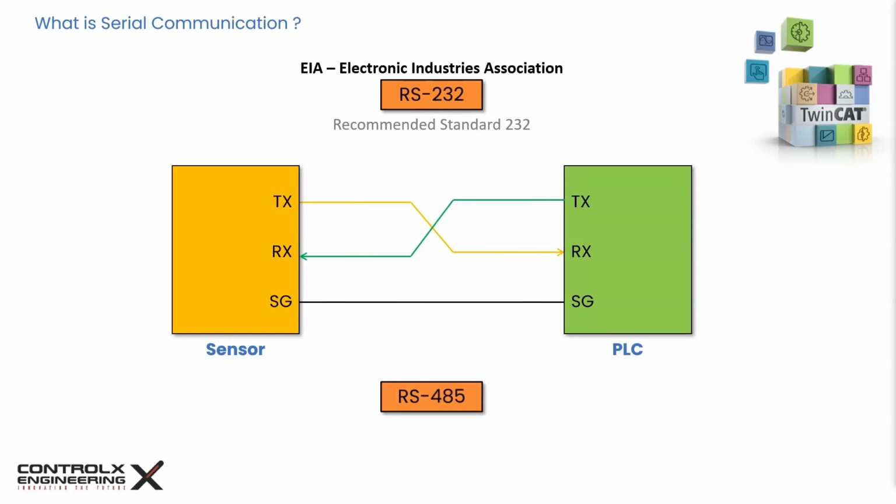RS-485, on the other hand, is differential, meaning it transmits data using voltage differences across two wires, A and B. This allows for higher noise immunity, longer cable lengths, typically up to 1.2 kilometers, and higher data rates. RS-485 also supports multi-drop configurations, so multiple devices can be addressed on the same bus. This could be the topic of discussion for another video, so we will leave it at this for now.